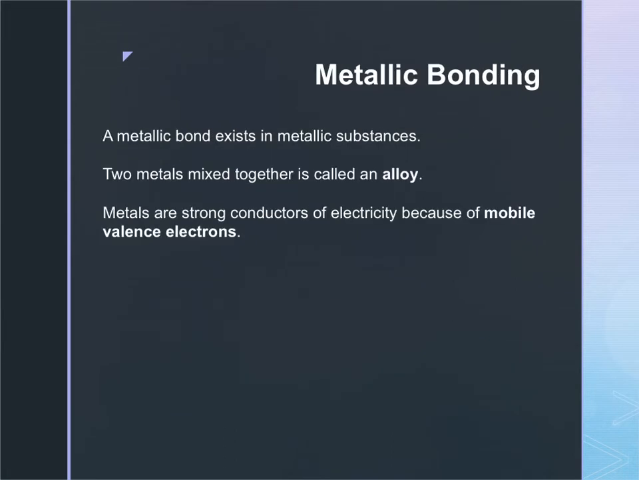Now, metallic bonding is a type of bond that exists in metallic substances, and when you have multiple metals mixed together, that's called an alloy. Examples include bronze or brass, or sometimes the coins we have. They're made up of certain percentages of metals in there, not entirely copper and such, or nickel. And so, metals here are strong conductors of electricity, especially in the solid state, because of mobile valence electrons.